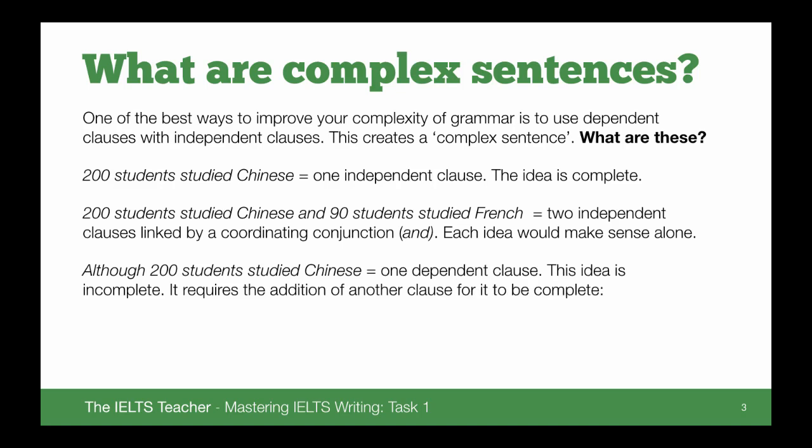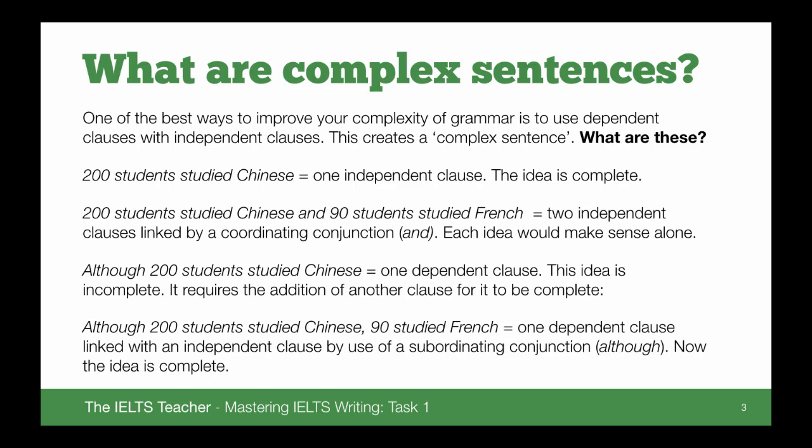What about this one? Although 200 students studied Chinese, this is now a dependent clause. The idea is incomplete. It requires the addition of another clause for it to be a complete idea. And so let's have a look at combining that other clause. Although 200 students studied Chinese, 90 studied French. Here we now have the dependent clause, although 200 students studied Chinese, linked to an independent clause, 90 studied French, by using what is called a subordinating conjunction. In this case, although. Now the idea is complete.